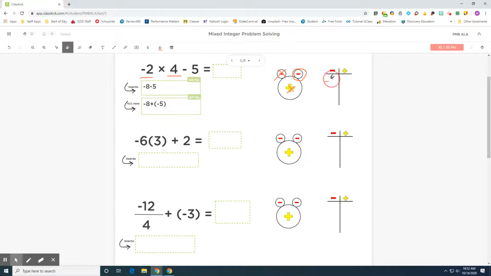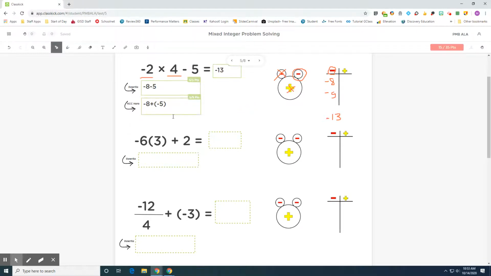So -8, -5, okay? And they're the same sign. If they're on the same side of the T-chart, you're supposed to add and keep the sign. So if they're on the same side, you add and keep the sign. All right, so 8 plus 5 is 13, and we're going to keep that sign, -13. And so that's our final answer, -13 for this first problem.